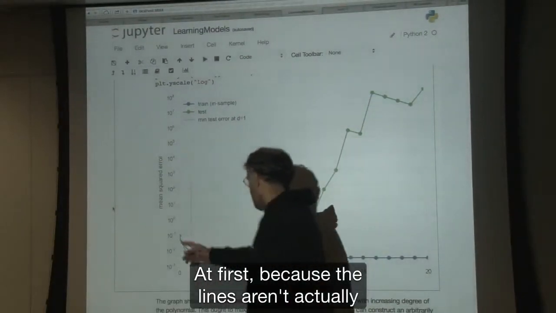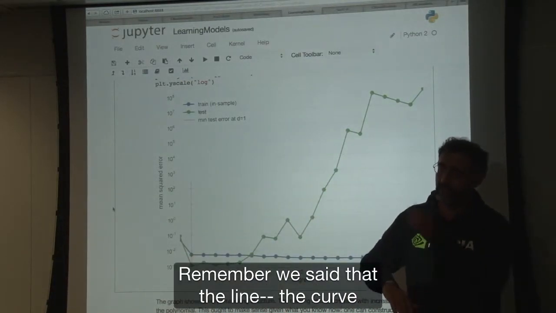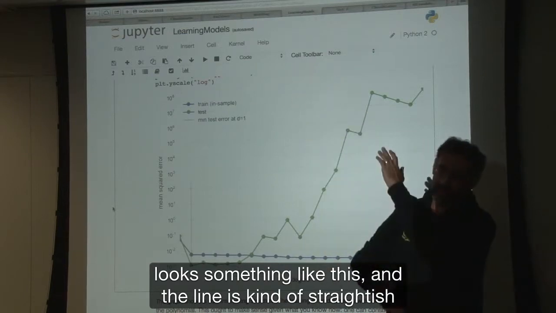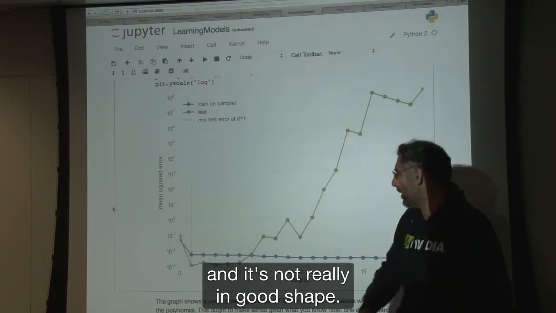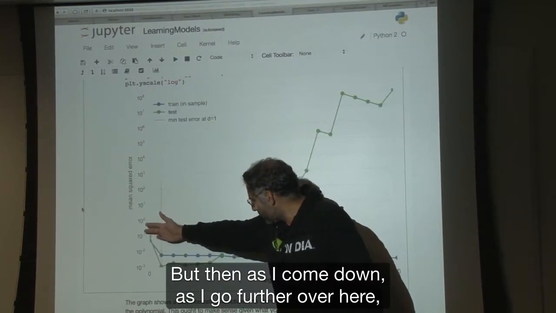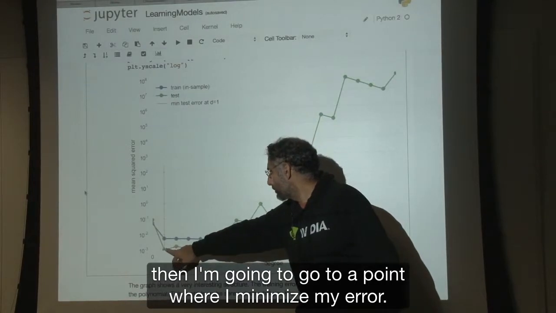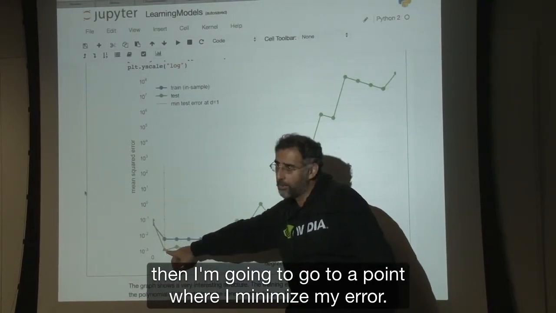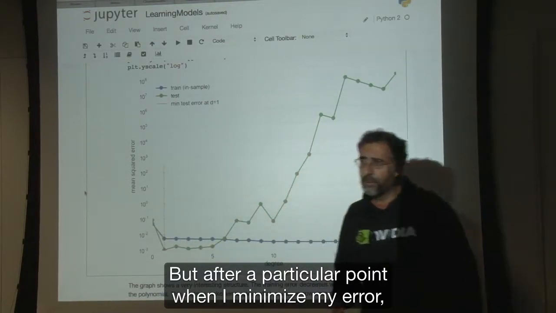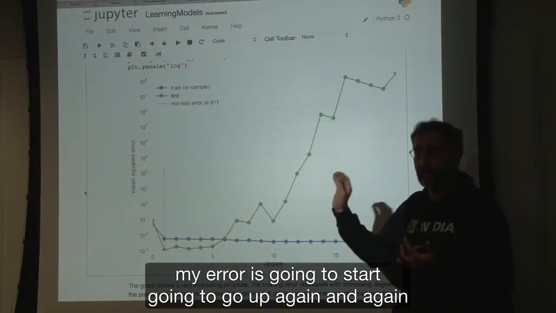At first, because the lines aren't actually that expressive, right? Remember, we said that the curve looks something like this, and the line is kind of straightish, and it's not really doing a good job. I have some error. But then as I go further over here, I'm going to go to a point where I minimize my error. But after a particular point, the error is going to start to go up again and again and again.